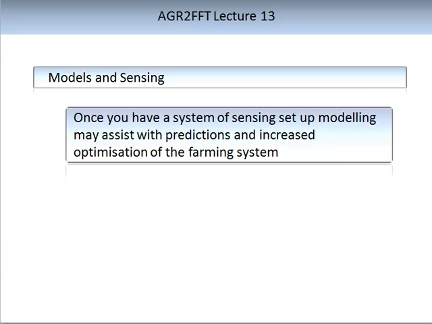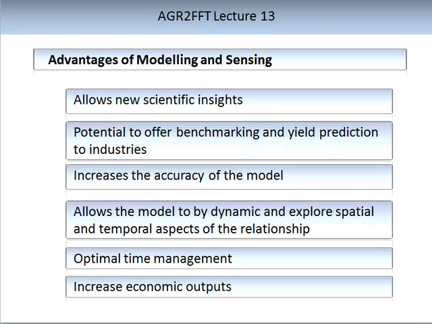So why put sensors with models? Well, once you have set up your model system, it may assist with your predictions, increase your accuracy to add a sensing component. This may increase the optimization of your farming system. Not only are you recording inputs of your farming system, but you are also interpreting them in some manner. The coupling of modeling and sensing opens up a huge amount of possibilities. Some of these are listed below.